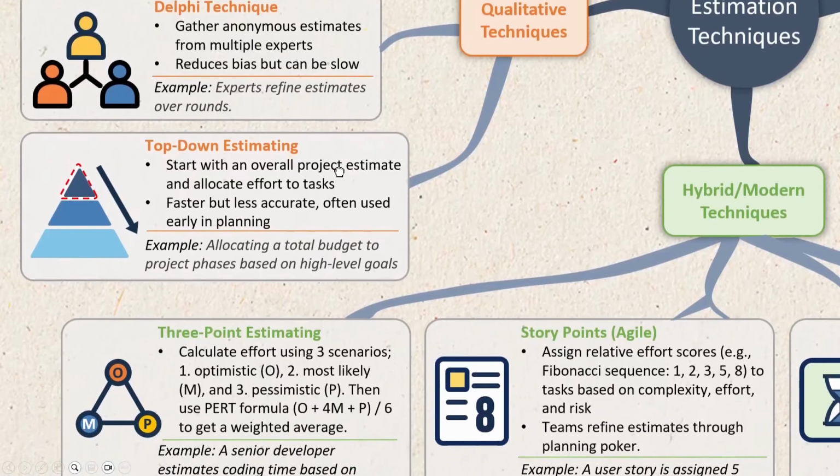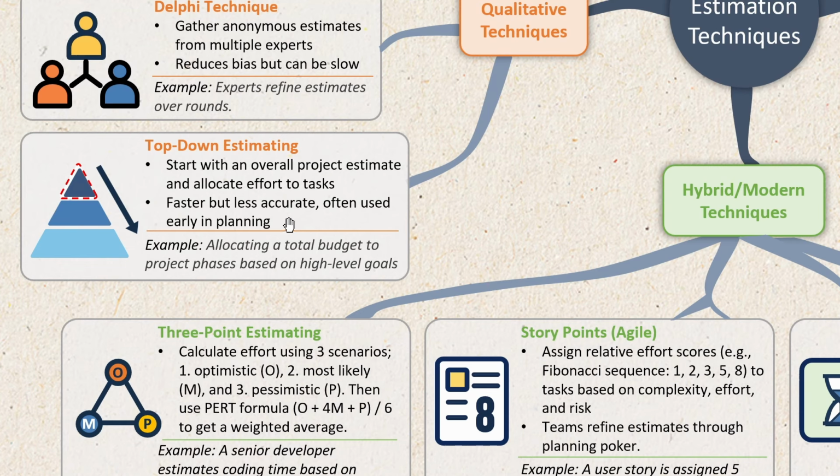Then we have top-down estimating. Top-down estimating starts with an overall project estimate and allocates efforts to tasks, offering speed but less accuracy due to its high-level approach. So we start with an overall project estimate, then we break it down and allocate efforts based on different tasks. It is faster but less accurate because it's hard to predict nuances in this type of approach and plan for uncertainties that could occur somewhere down the line.